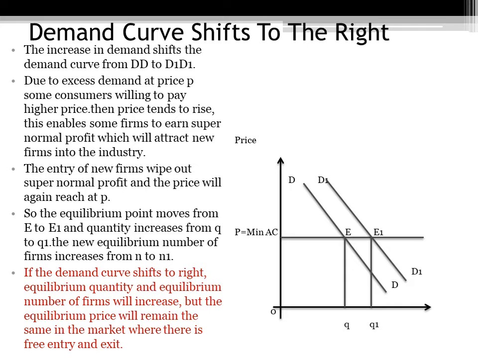So let me conclude. If the demand curve shifts to the right, equilibrium quantity and equilibrium number of firms will increase, but equilibrium price will remain the same in the market where there is free entry and exit. If demand increases, the equilibrium quantity and number of firms will increase, but there is no change in the equilibrium price.